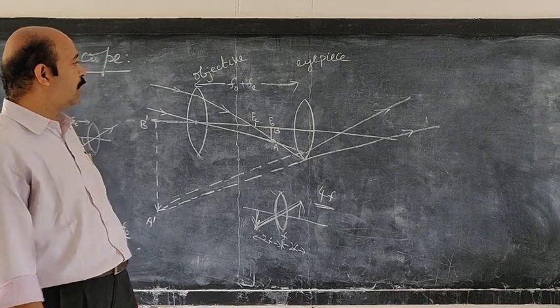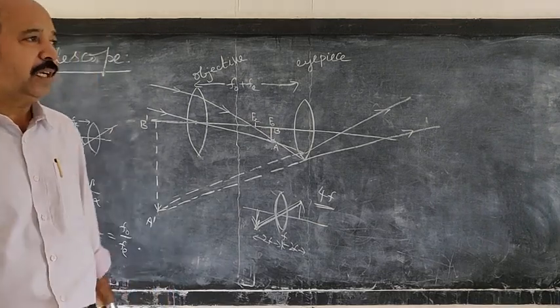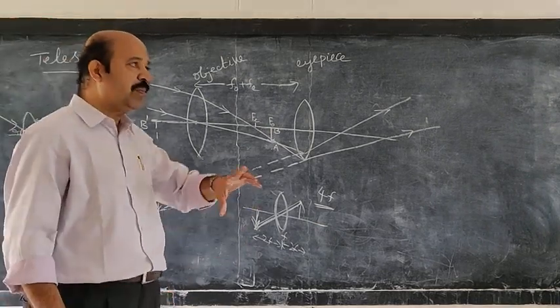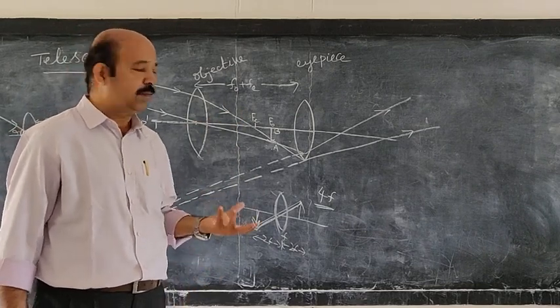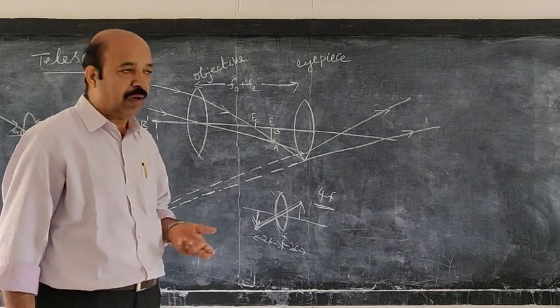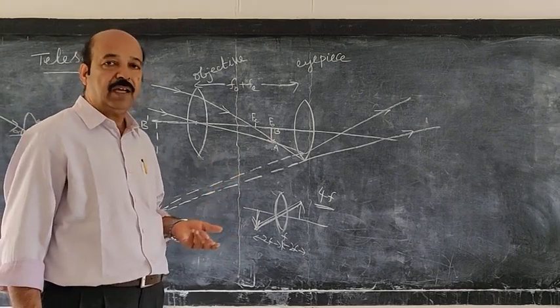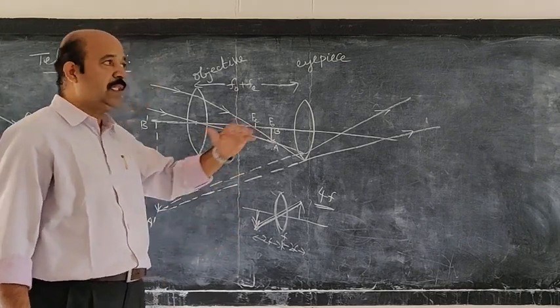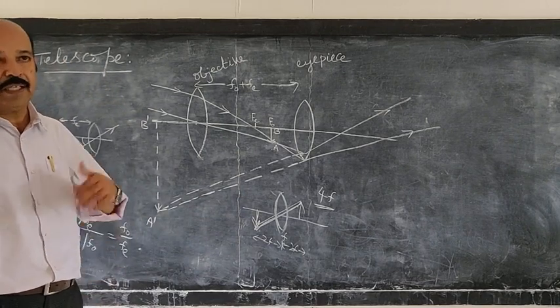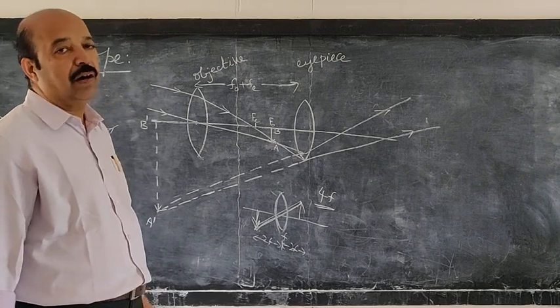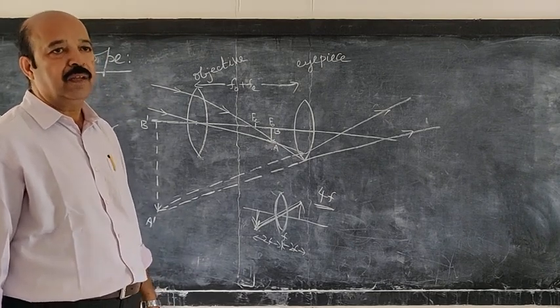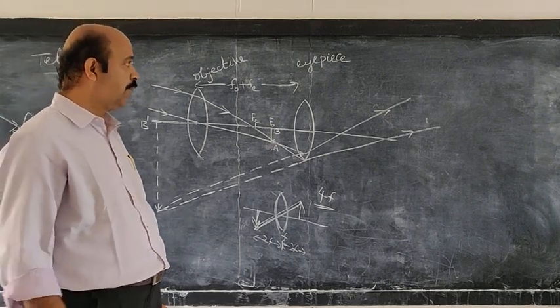So, that is about the telescope. Generally, for an astronomical telescope, even if the image is inverted, there is no problem, nothing is wrong. You can easily observe the heavenly objects. But to see objects on the earth, that is in a terrestrial telescope, such erecting lenses, or erecting prisms in the case of binoculars, are used.